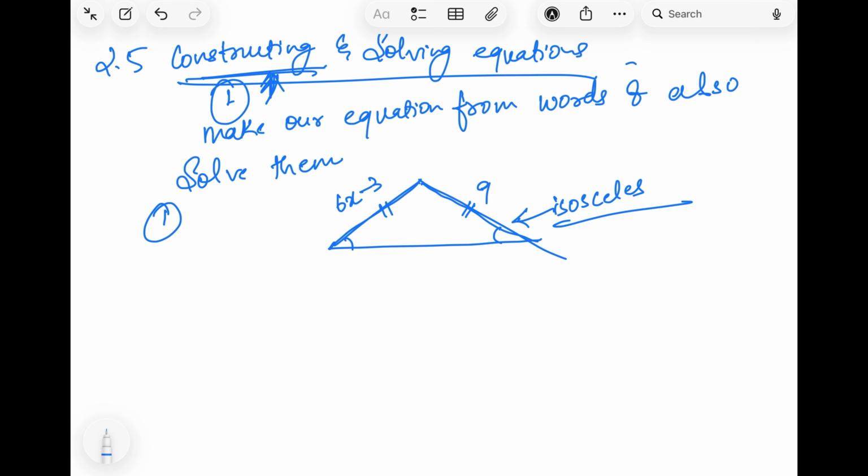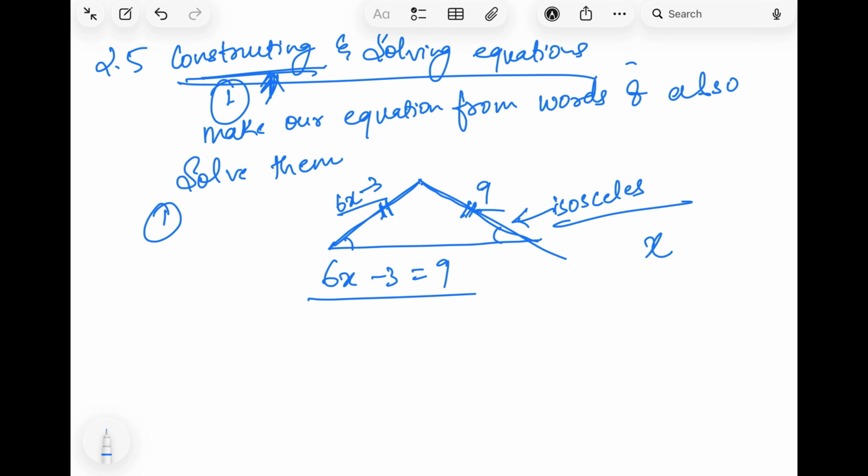Now they are telling us to find the value of x. How do we find the value of x? As we know, this side is equal to this side, right? This mark shows that these two sides are equal. So we will write them equal. 6x minus 3 is equal to 9.